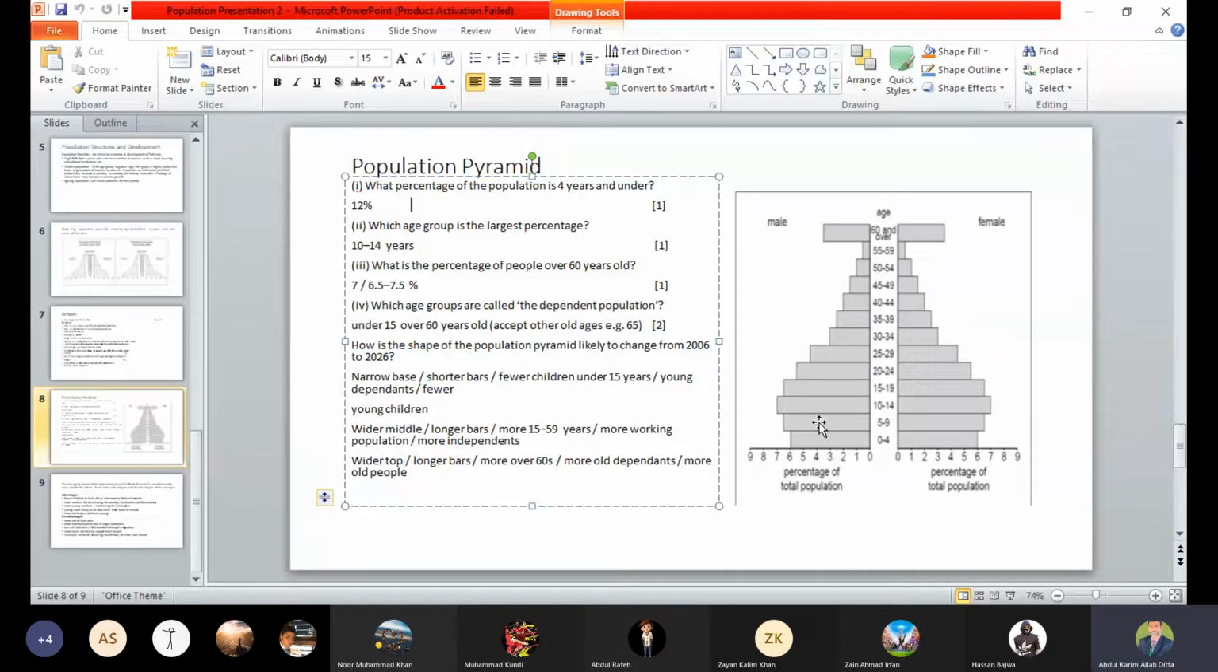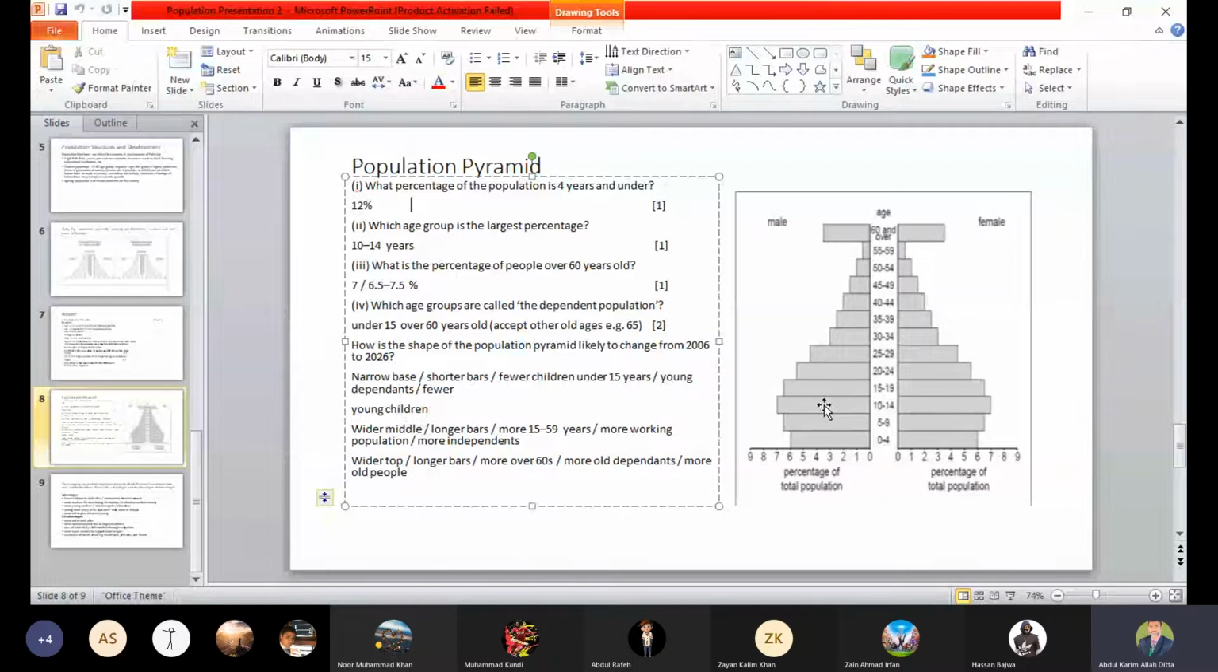Number 2, which age group is the largest percentage? Check the bars. 10 to 14. Sir, 10 to 14. Yes, beta. You will see the bars, my dear, because these bars are showing the percentage. So between 10 and 14, that is the age group where we have the largest percentage of population, beta.